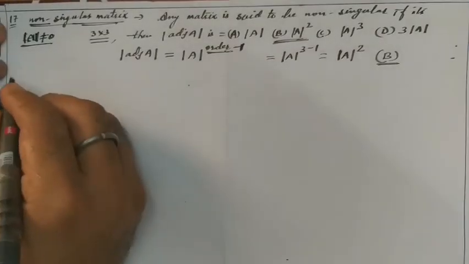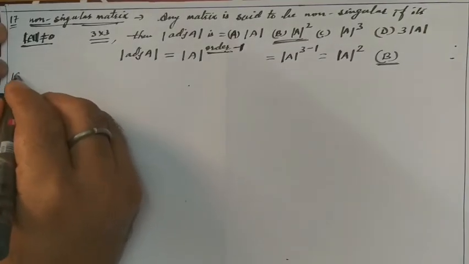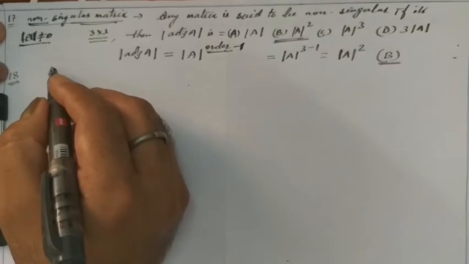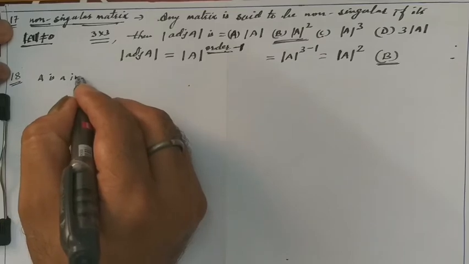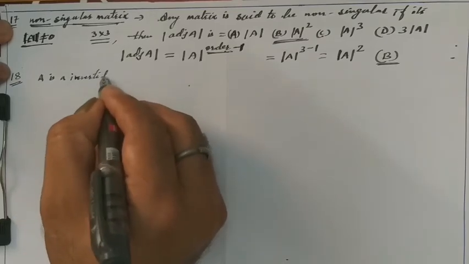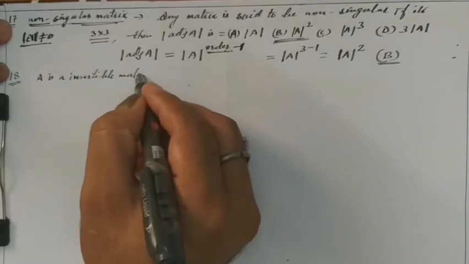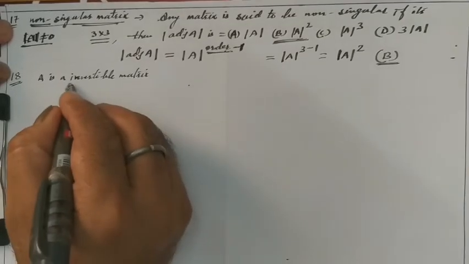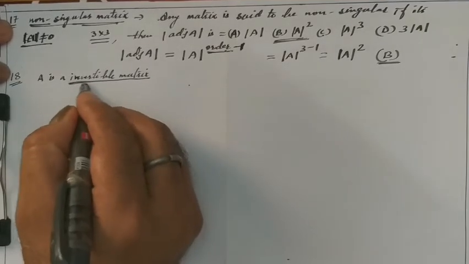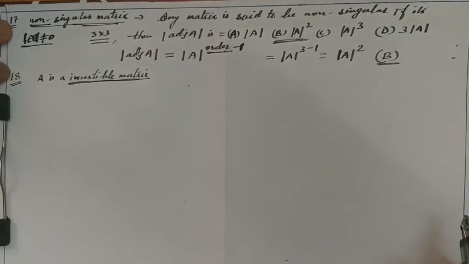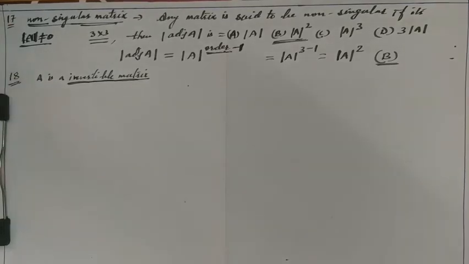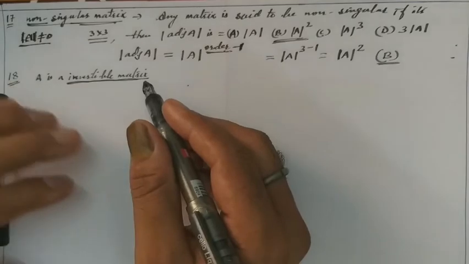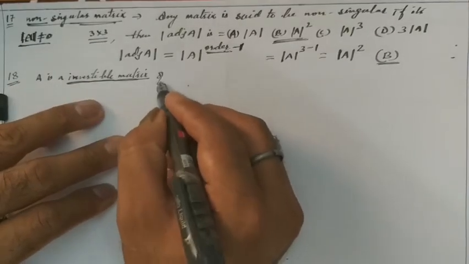Next and last question of this exercise, that is 4.5, question number 18. If A is an invertible matrix. Now what is an invertible matrix? Invertible matrix means its inverse exists. That means if we multiply this matrix with its inverse, it will be the identity matrix.